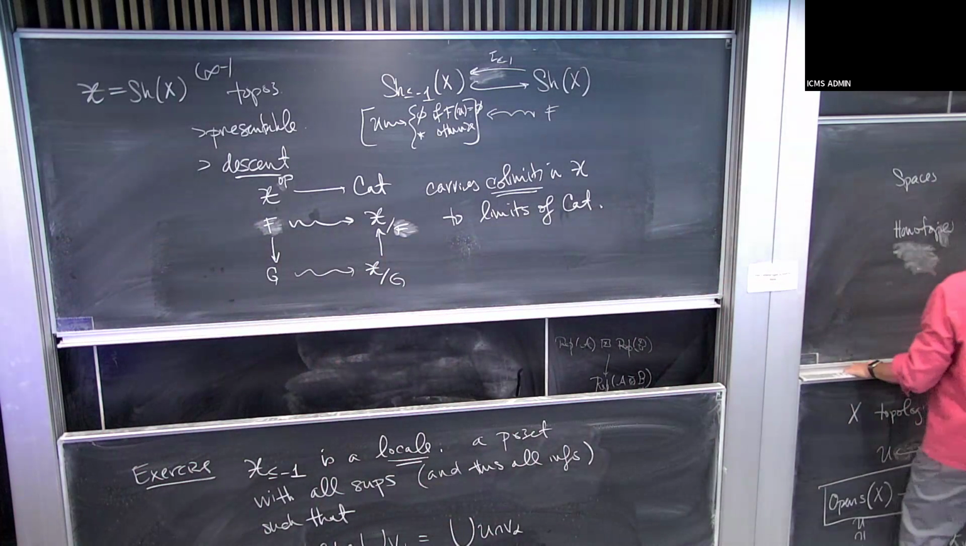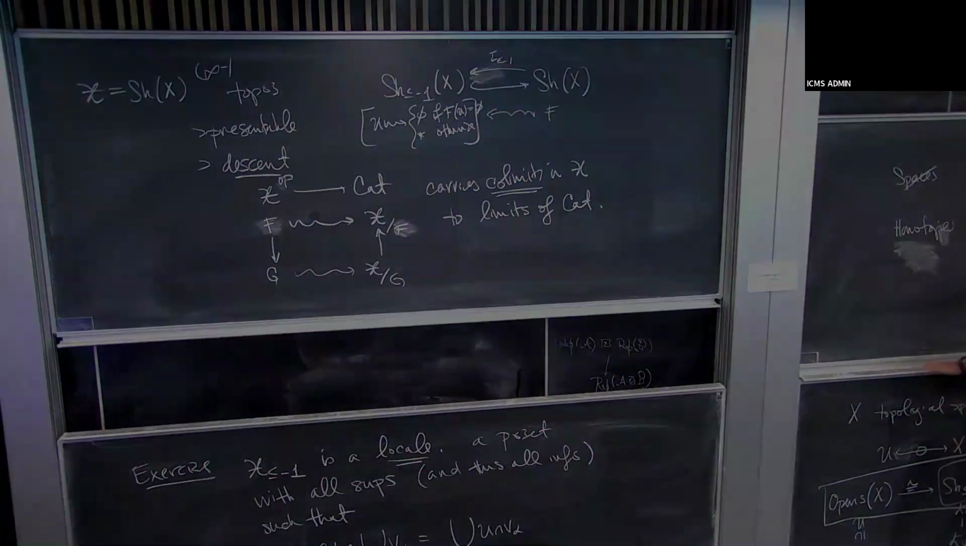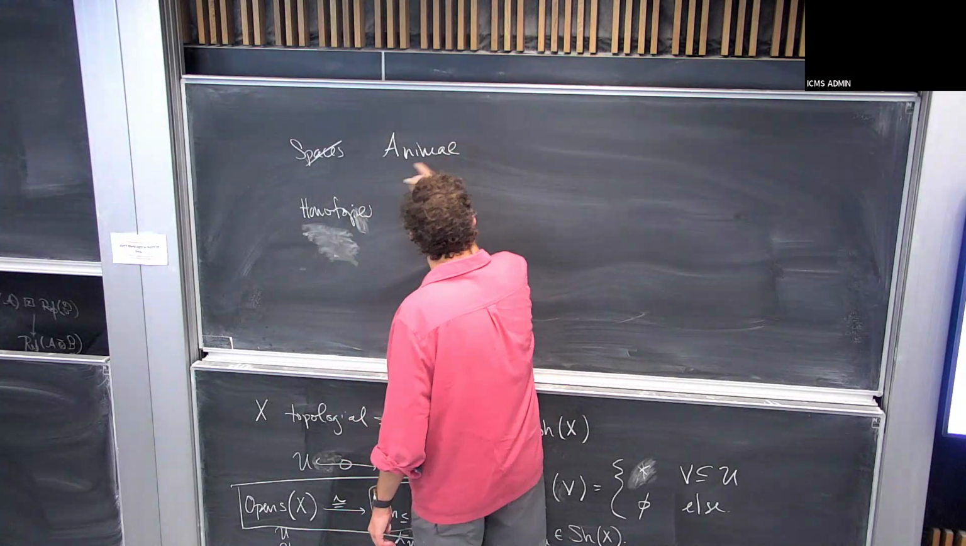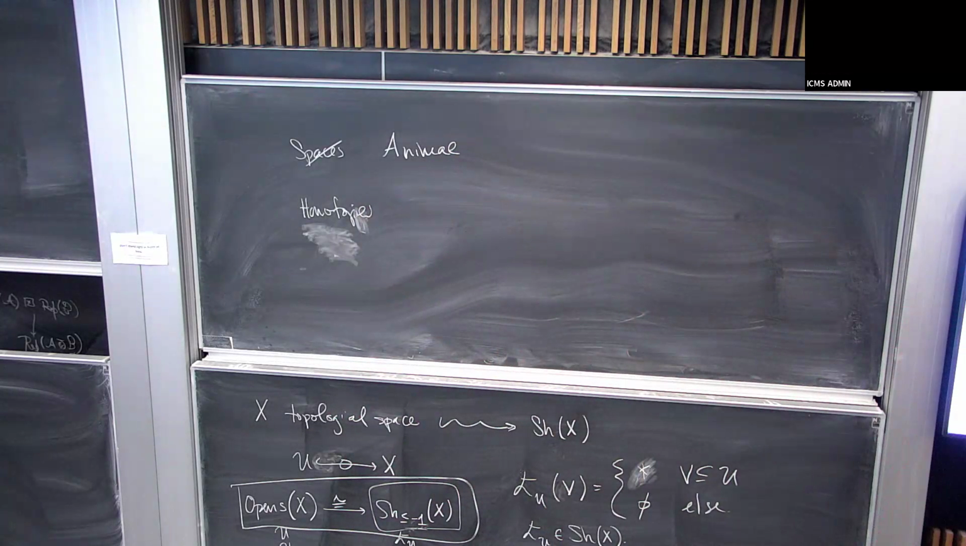So this is Clausen and Scholze's fault, I think. They started moving to anima, which I don't think they pluralize correctly. This is the correct pluralization, I think. But anyway, whatever. Or we could call them souls. That would be good too.